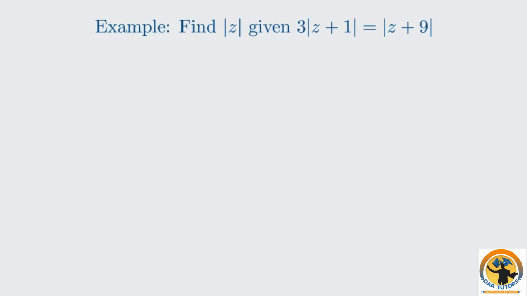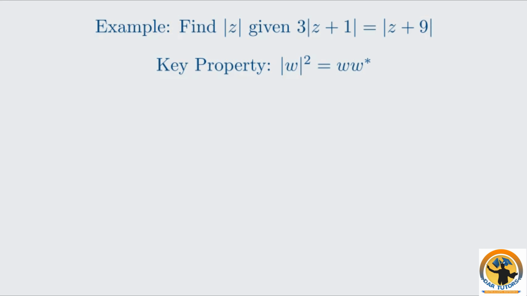Let's look at another common type of problem, finding the modulus of a complex number defined by an equation. Consider the equation 3 times the modulus of z plus 1 equals the modulus of z plus 9. We need to find the value of the modulus of z. The key to solving this is to use the property that the modulus squared is equal to the number times its conjugate. This property, modulus of z squared equals z z star, allows us to convert an equation involving moduli into an algebraic equation involving z and z star, which is often easier to solve.